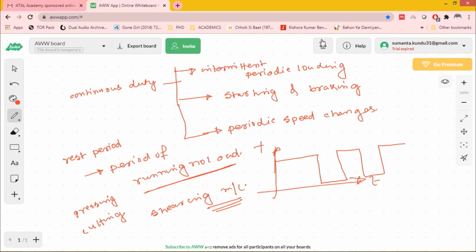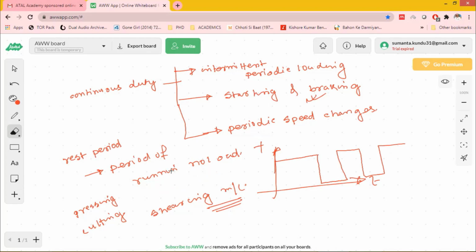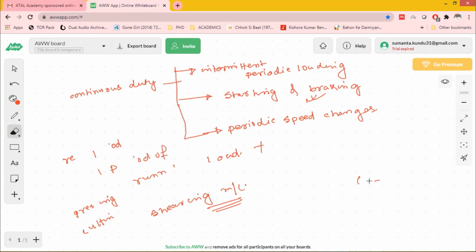Now continuous duty with starting and braking. This again consists of a periodic duty cycle, each having a period of starting, a period of running at a constant load, and then a period of electrical braking, but there is no rest period. So what will the curve be? The curve will be like this.